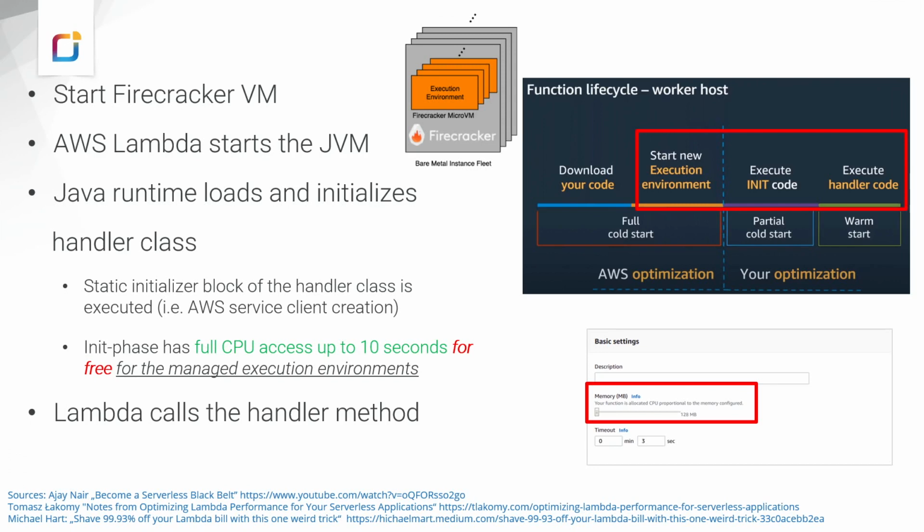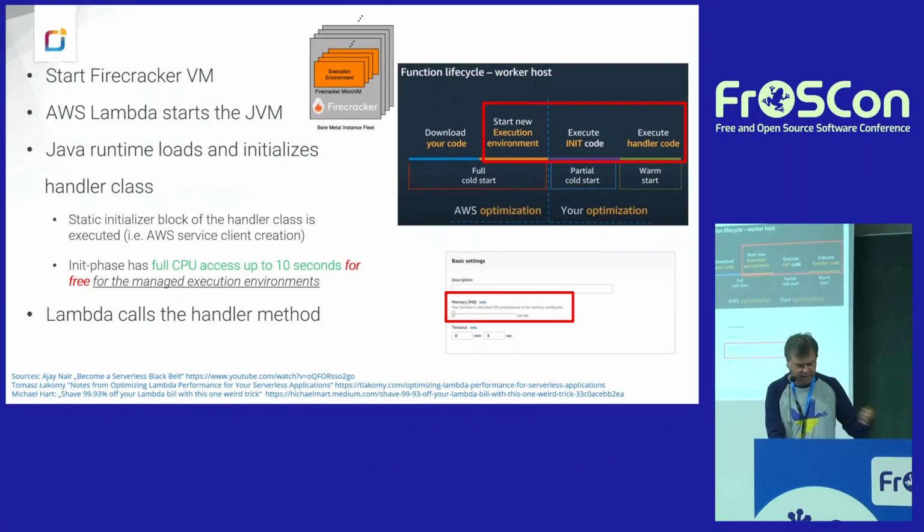And this is the warm execution. In case the warm container is there, only the handler method will be called. This is the warm start. And in case there is no warm container, you will go through all these steps: download your code, start a new execution environment, this microVM, Lambda starting the JVM, and then the static initializer block will be executed and all that stuff.